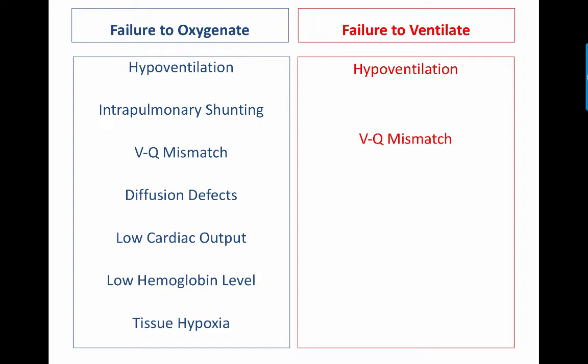And sometimes you'll see a rise in CO2 when there's less gas exchange as well, or when you have an increase in dead space or you have a decrease in respiratory rate, you will see a lot of times a rise in CO2 as well. So then you have sort of a mixed picture. Intrapulmonary shunting, another cause really for failure to oxygenate.